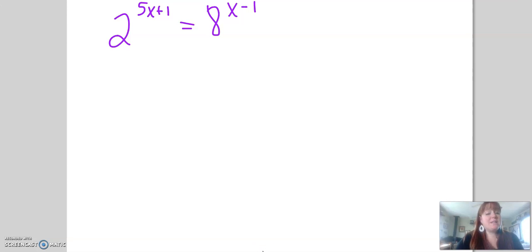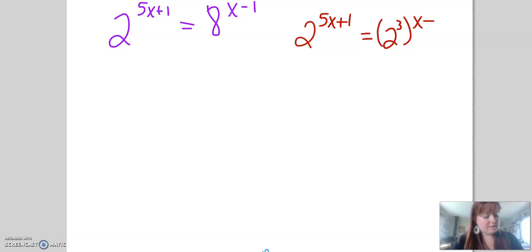How do we solve something like this? Well, there's two different ways to do it. The first way you could do is you could give these an equal base. So they're going to be 2 to the 5x plus 1. And then we could change 8 to be 2 to the third to the x minus 1.